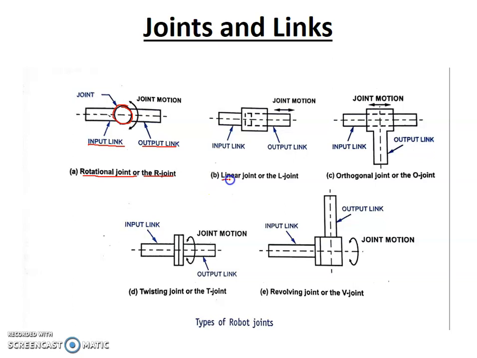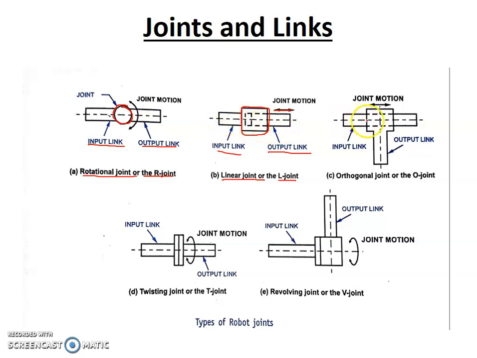We have another joint. That joint is called the linear joint, or it's also called the L joint, and this joint gives linear motion to the two links. One is the input link and the other one is the output link. These two links are connected with a joint. This joint will give only the linear motion, whatever the arrow mark shown here.